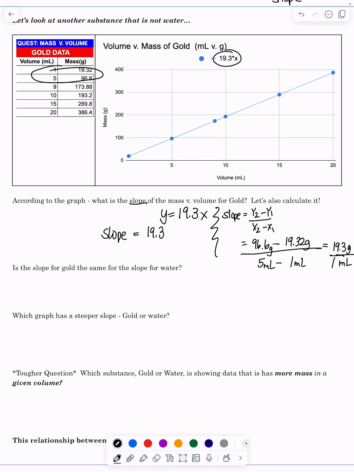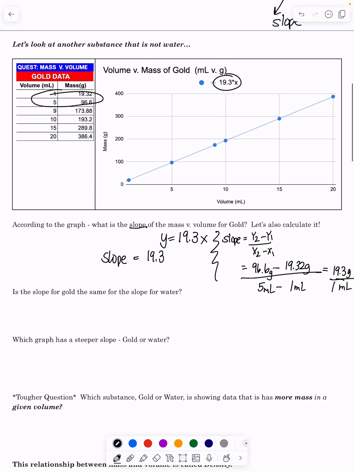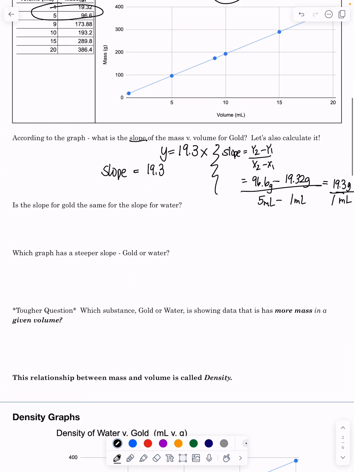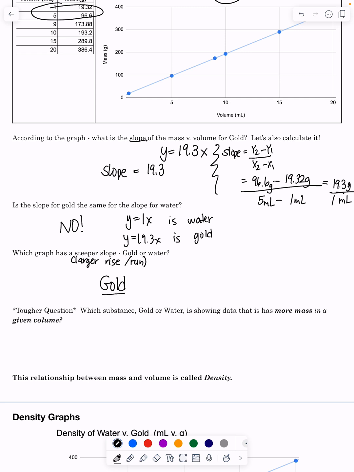Is the slope for gold the same as the slope for water? Well, let's double check. No, the slope for water is 1. So, no. Y equals 1x is water. Y equals 19.3x is gold. Which graph has a steeper slope? Steeper means larger rise over run, right? So which one goes up higher, gold or water? It's going to be gold. It has a larger slope.